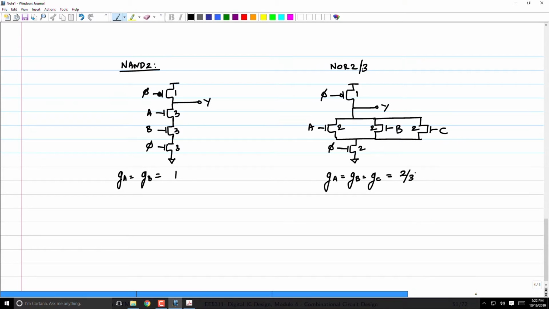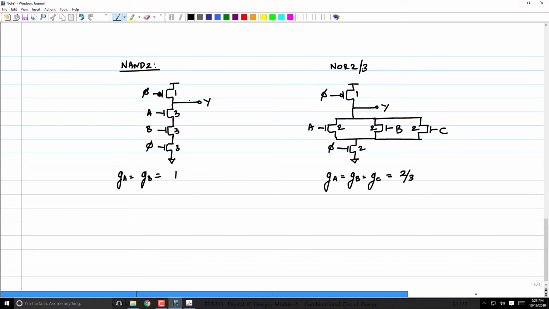Pseudo? Correct. Their NAND will be constant. If you're talking of if I do a pseudo PMOS, where I put an NMOS transistor below and the PMOS network remains as it is, there of course the NAND will basically have the same logical effort. You're right. Correct. Okay. So clearly this logical effort is lesser.